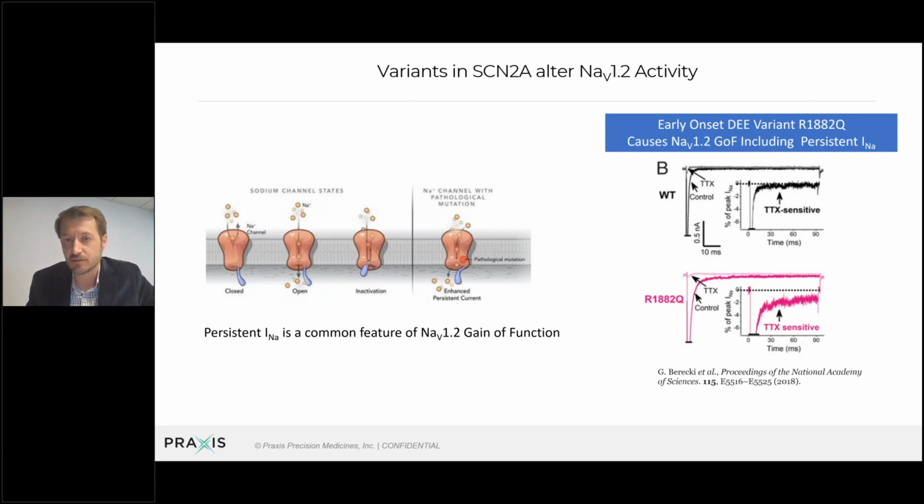So persistent current, the wild type expresses a very low level. This is the black current. You can see a deflection downward and upward, an almost completely inactivation process. This contrasts with what you see with the R1882Q variant, where you have a sustained influx, so a downward deflection of this current. It's TTX sensitive, so it tells us it is flowing through NaV1.2. So it's a sustained depolarizing current. This is what it looks like in voltage clamp.